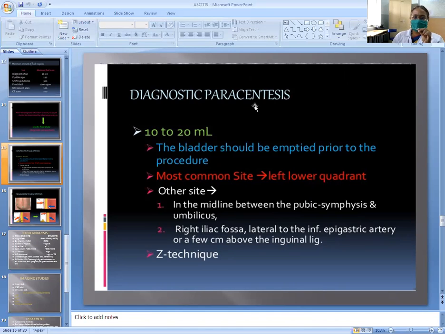10 to 20 ml of fluid is removed from the abdomen. The site is in the midline between the pubic symphysis and umbilicus, which is a rare site, but the most common site is the midpoint of the line between the umbilicus and the anterior superior iliac spine. That is the site for diagnostic paracentesis.